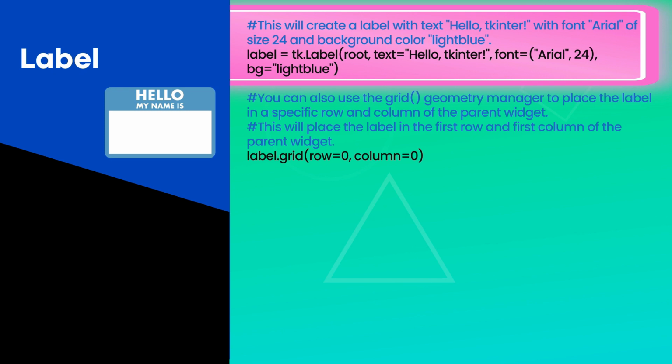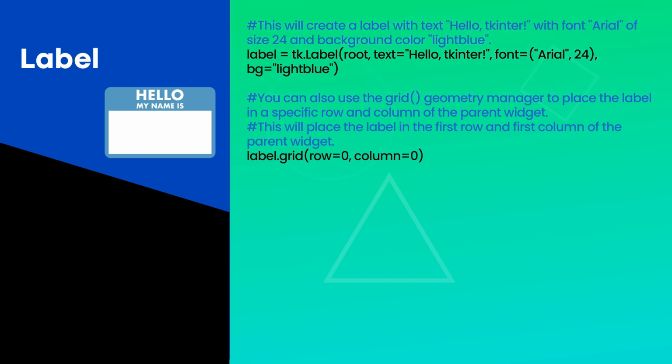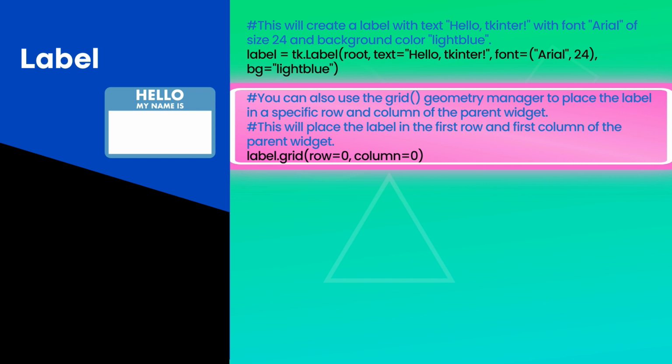This will create a label with the text Hello, Tkinter, with font Arial of size 24 and background color light blue. You can also use the grid geometry manager to place the label in a specific row and column of the parent widget. This will place the label in the first row and first column of the parent widget.